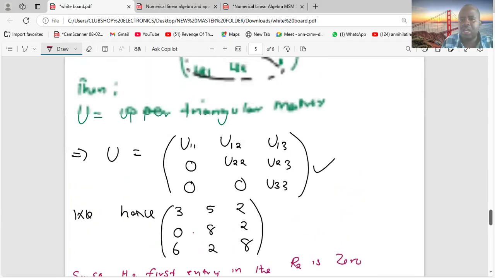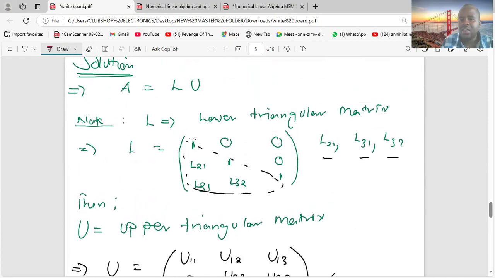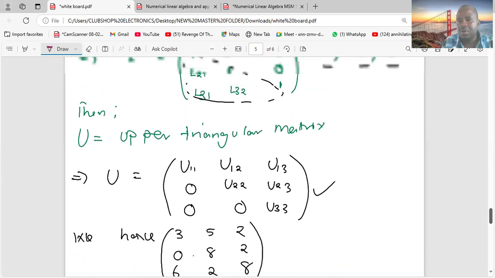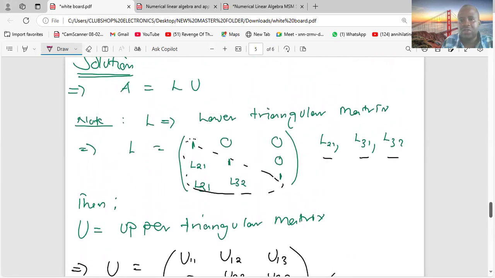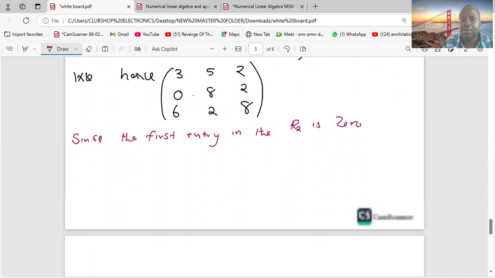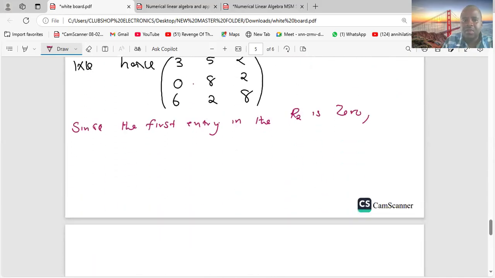Okay, in other words, it will not do anything. So it means this second entry here, for the upper triangular matrix that we want to come up with, whatever value we are going to use to multiply will correspond to L21, provided we swap the signs. But since it is 0, even if you swap the signs, it is still 0. So this implies that L21 is also equal to 0.